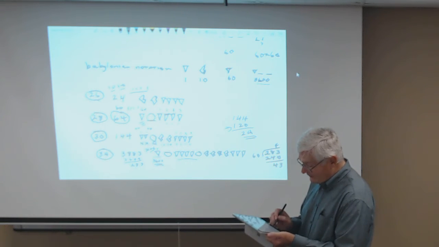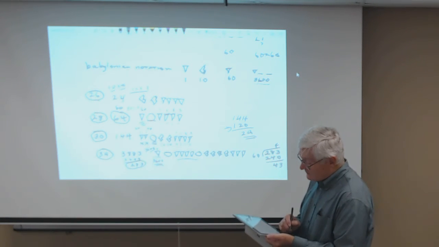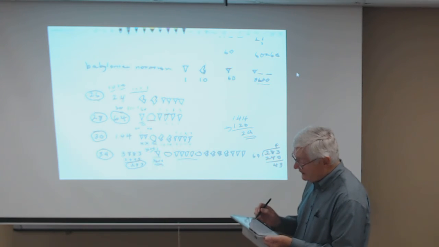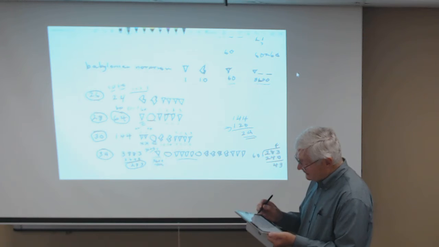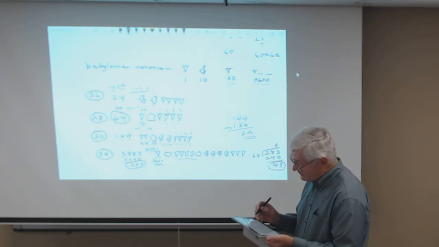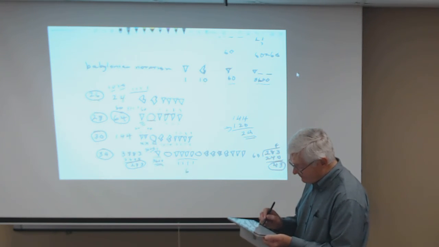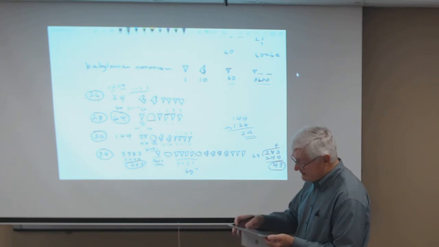So I subtract 3,600 from 3,883, and I get 283. So what do I need? 283 divided by the next place, 60. I get 4 60s, 240, and 43 left over. So I need 4 60s. Everybody see that?